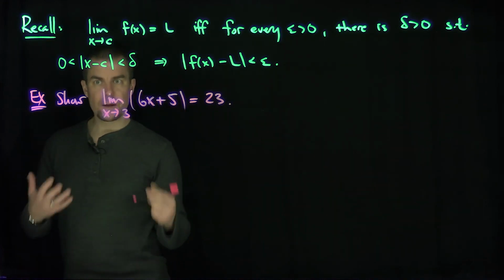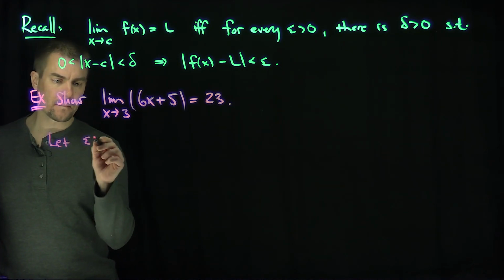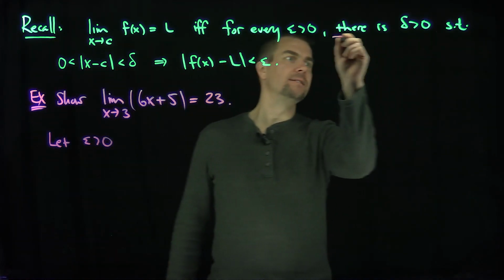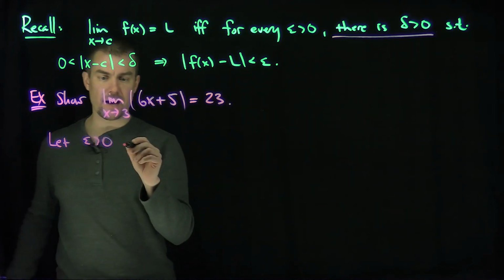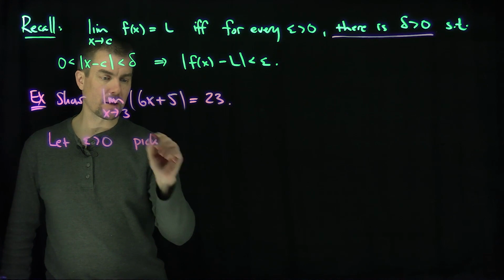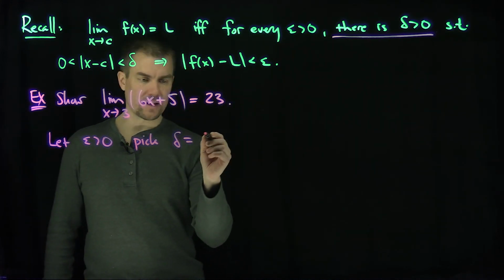So let's prove that. Here's how the formal proof structure goes. I'm going to let epsilon be greater than 0, and I need to find a delta, right? I know what the answer is, so I'm going to choose the delta and I'll explain how I got it. Here's the picking process: pick delta to be epsilon over 6.